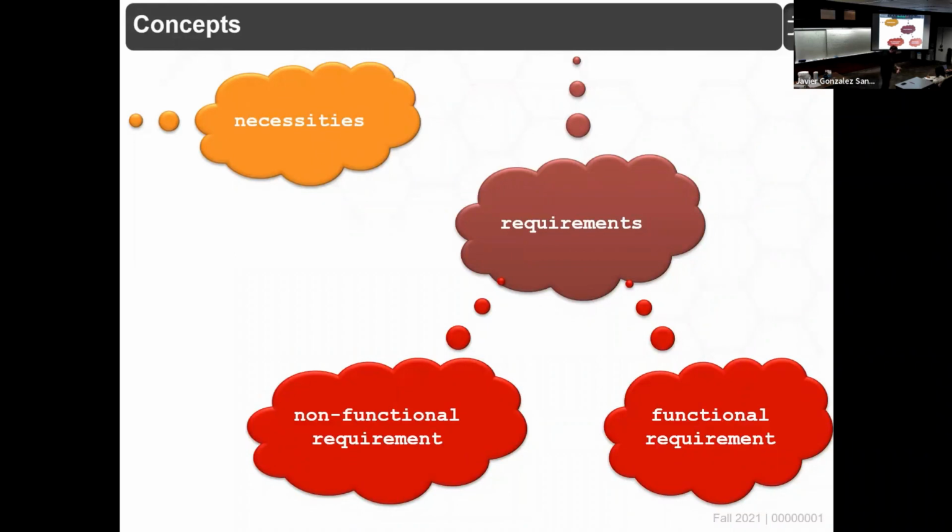Can you help me? What are the functional requirements? It's something that maybe you reviewed in your introduction to software engineering class. Functional.